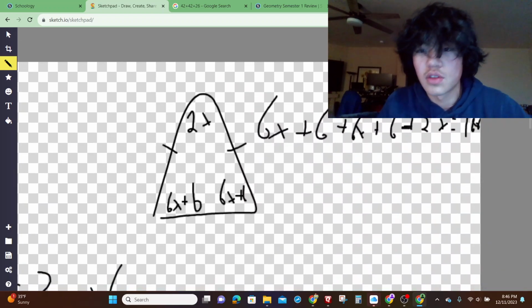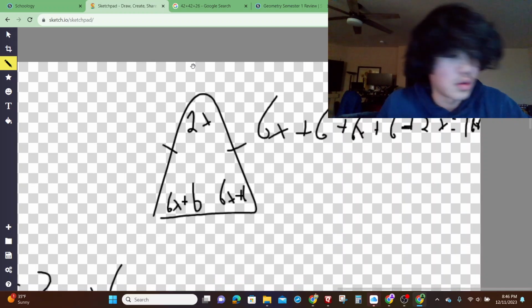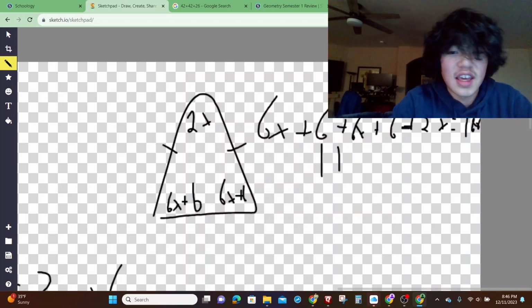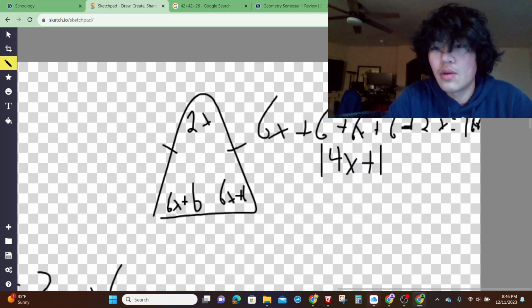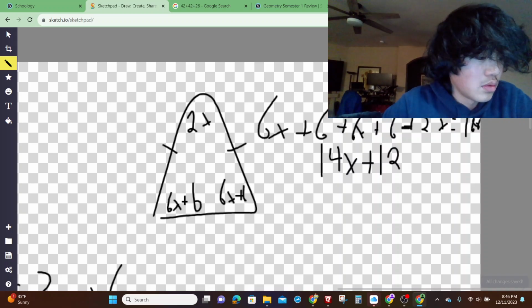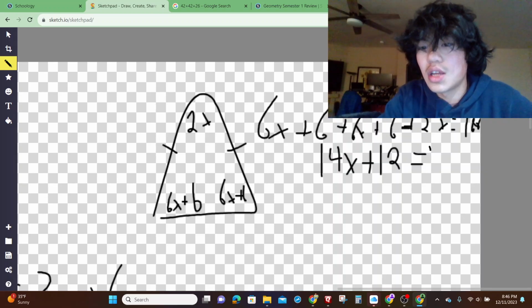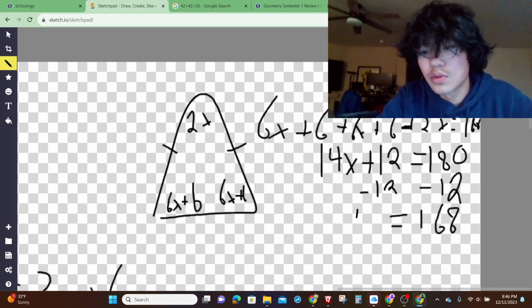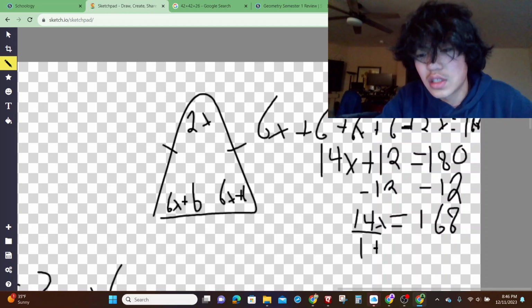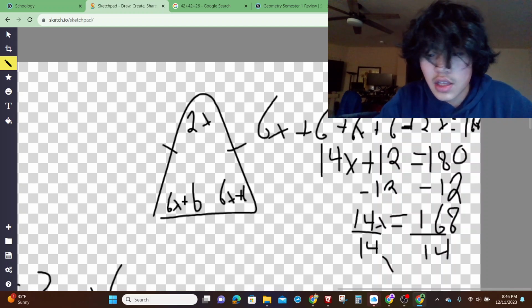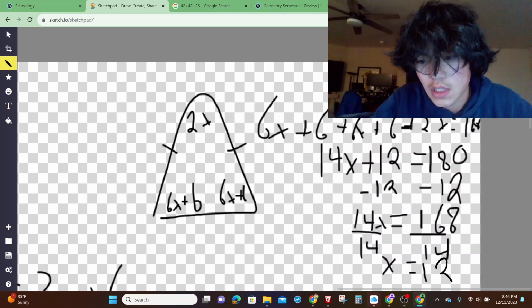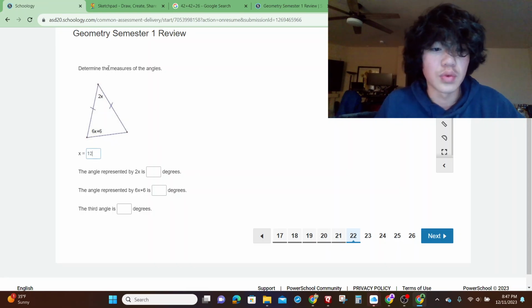So 12. Oh, what did I even write? What is that? 14x plus 12 equals 180. Subtract 12 from both sides, we get 168 equals 14x. Divide by 14 on both sides, which leaves our x value at 12. So we know that x equals 12.